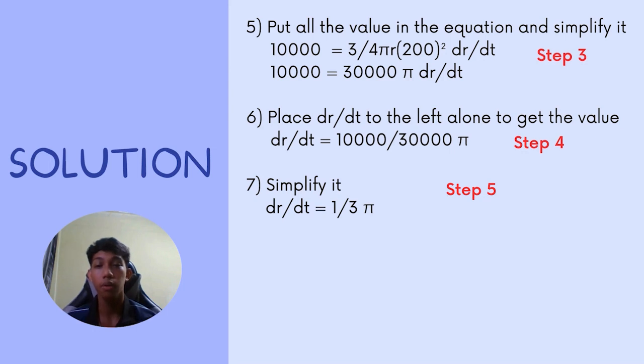For step 4, move dr/dt to the left to get the value. So here we get dr/dt is equal to 10,000 over 30,000 pi. For the final step, we can simplify it. By that, we will get dr/dt is equal to 1/3 pi. So the final answer for the question is 1/3 pi.